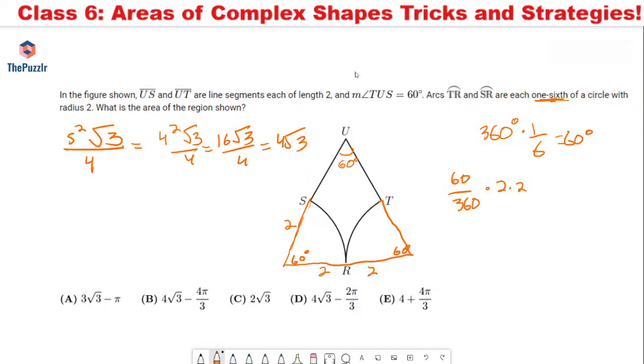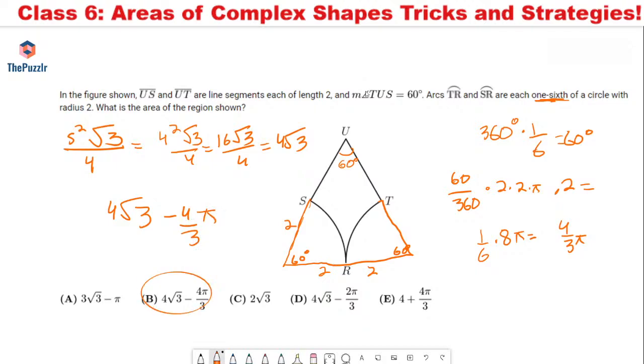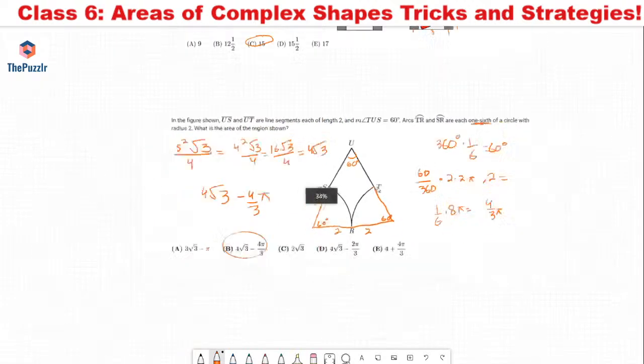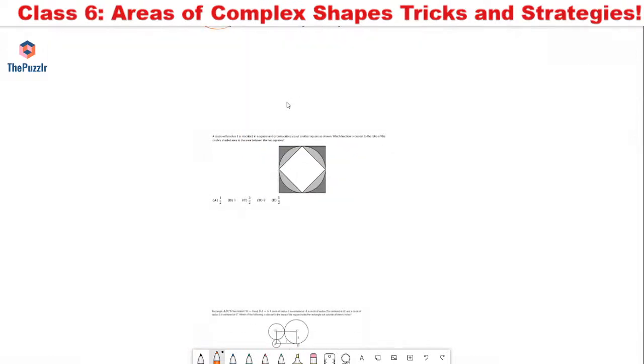So we have 2 times 2 times pi, and there's 2 of them, so this gives us 1/6 times 8 pi, or 4/3 pi in total. So we have 4 square root 3, but we don't want the two 1/6 circles, which is 4/3 pi. So this problem is B. Okay, let's move on to the next problem.